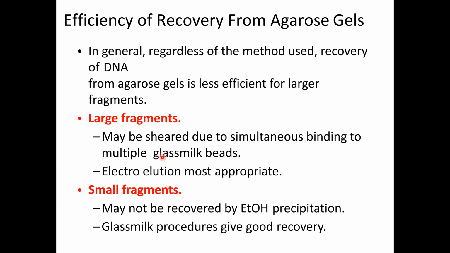So if you still really want to recover the larger fragments of your DNA or nucleic acid, then the most appropriate process is to perform electroelution. For small fragments, you cannot recover them by using only ethyl acetate precipitation, and the best way to recover them is through a glass milk procedure. Again, for large fragments of nucleic acid from the agarose gel, the best solution is electroelution. For small fragments, since you cannot merely recover them through precipitation, the best option is the glass milk beads procedure.